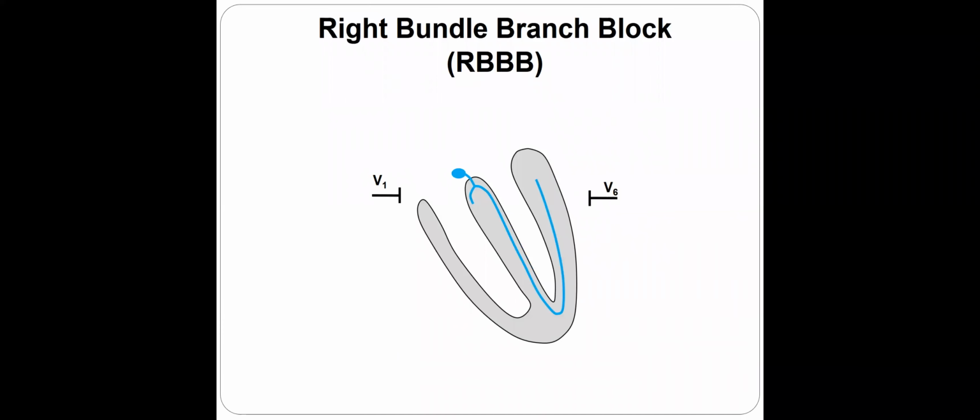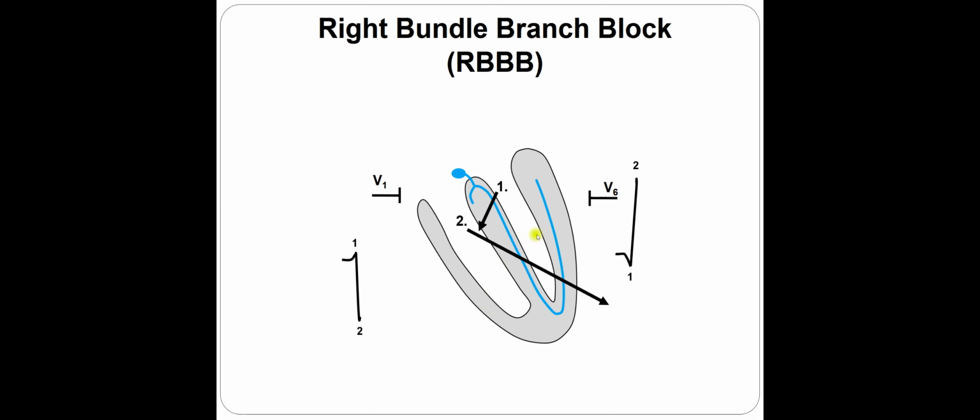Okay, let's see what will happen when we have a right bundle branch block. What do you think? Is the septal activation altered when we have a right bundle branch block? No. So we still have a normal septal activation, meaning a positive R wave in V1 and a negative Q wave in V6. What will be the next one? Well, the left side activation will be very fast. So similarly to the normal situation, we have a deep S wave in V1 and a tall R wave in V6.